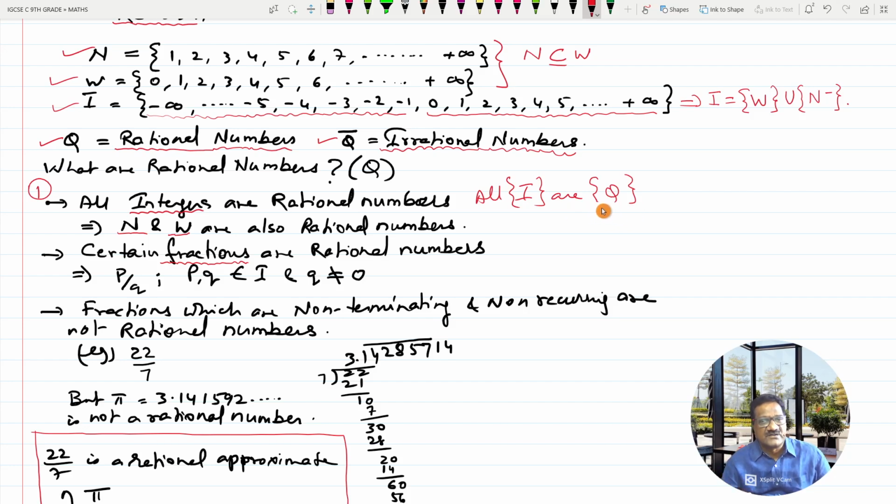25 is an integer, so it is also a rational number. So all integers are rational numbers. Whenever you come across any integer, you can blindly say that they are rational numbers as well.